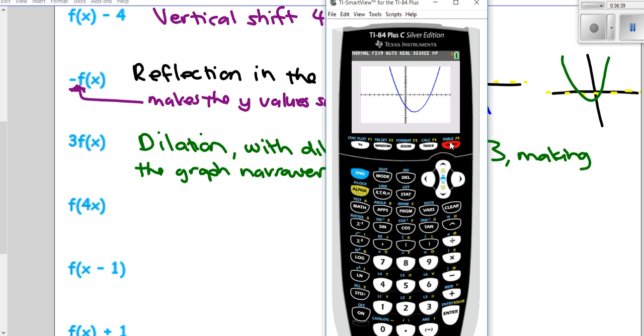So one part of the vertex changed and one part didn't. The y value stayed the same, and the x value changed. What part of the equation would make the x value change? The fact that we've subbed in 4x instead of x. So let's see if we can rationalize.